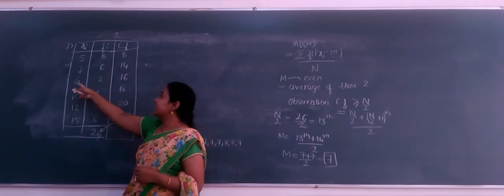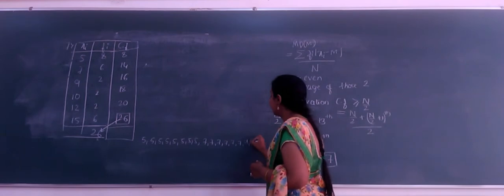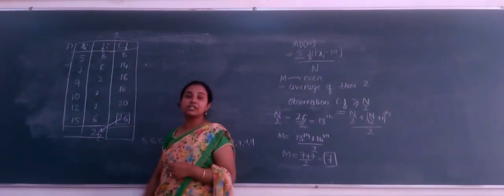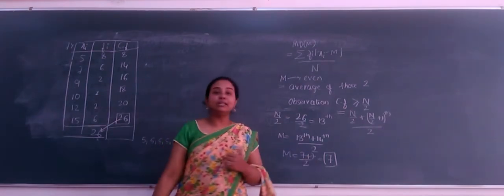Now you just see, 9 is 2 times. So if 9 is written 2 times, is it not all 16 terms? Yes, I hope now everyone has understood the meaning of cumulative frequency. Okay, now we have got the median.